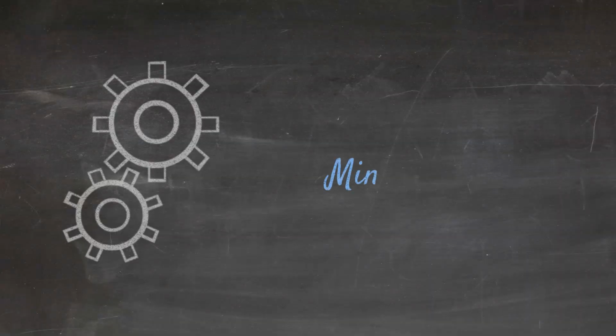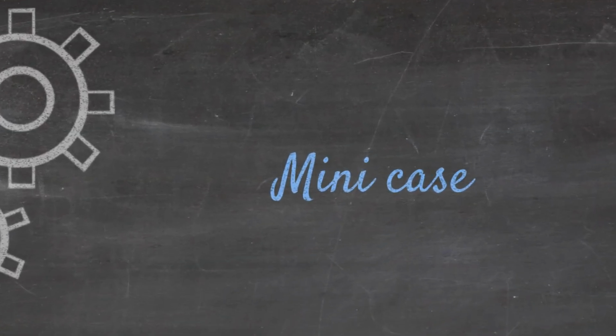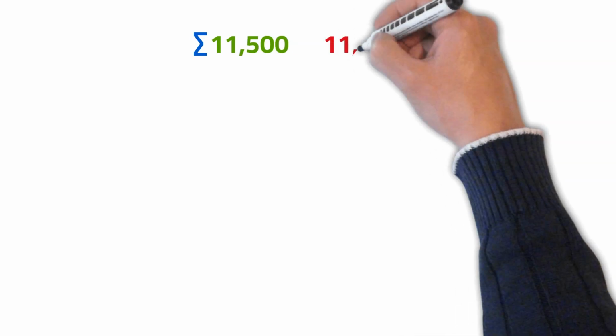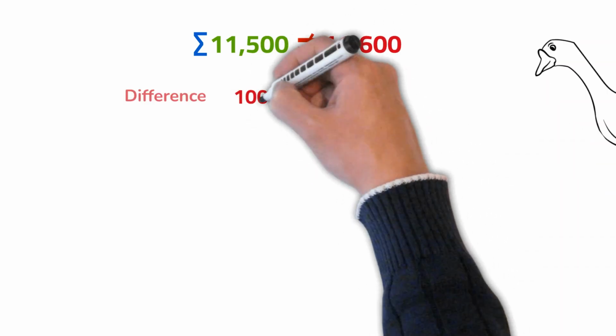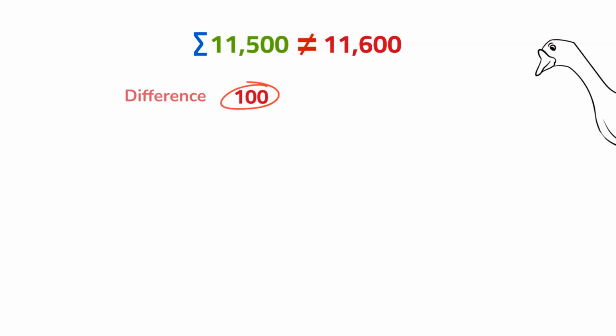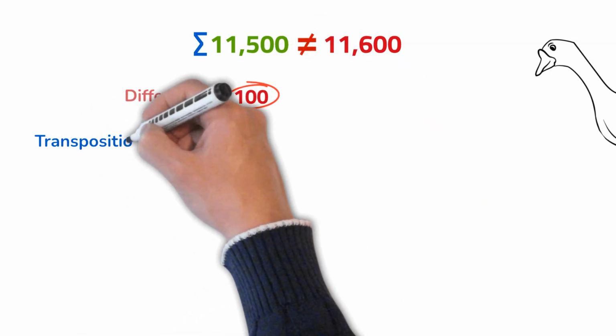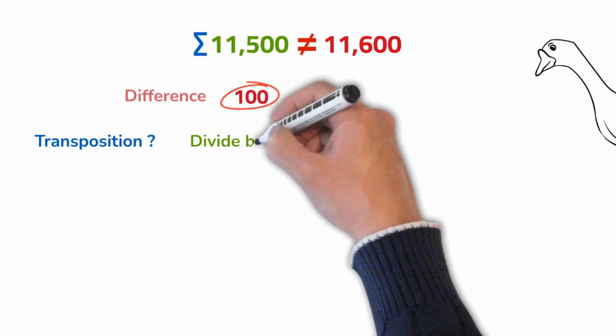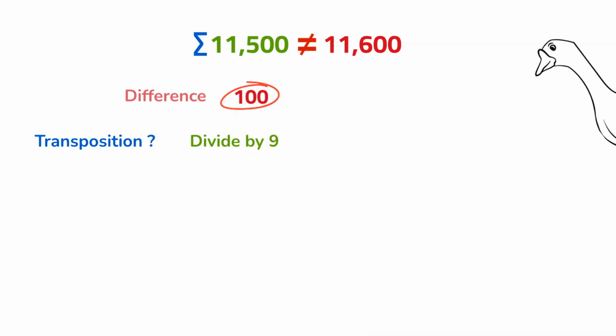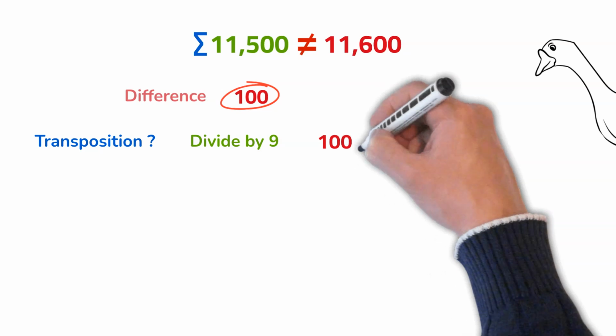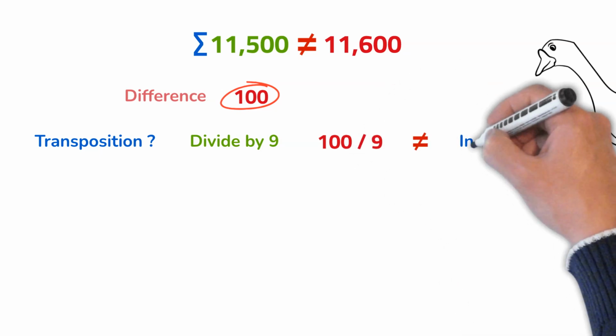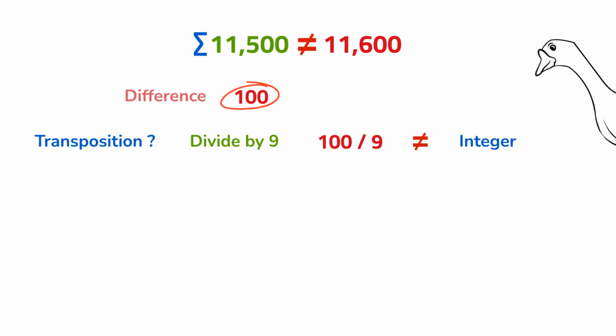Let's now have a look at a mini case of how you can spot errors via trial balances. Let's imagine your totals show debits 11,500, credits 11,600, off by 100. Let's run a short checklist to locate an error. Divide the difference by 9, any transposition? Yes, that's how you spot transposition errors. Simply divide by 9. 100 divided by 9 is not an integer, no transposition.